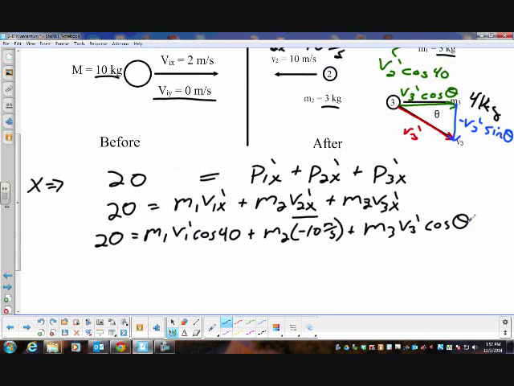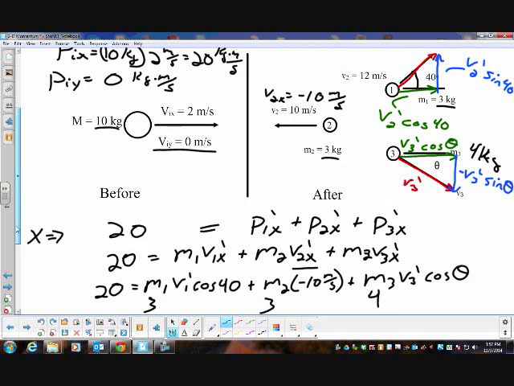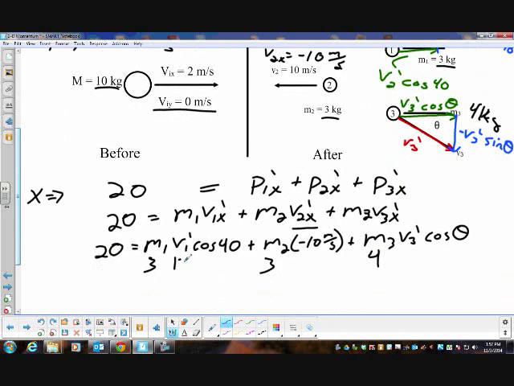Now I have numbers for my masses. This is 3 kilograms, 3 kilograms, 4 kilograms. I have this velocity. This is 12 meters per second. The only thing I don't know is I don't know v3 prime and I don't know theta.